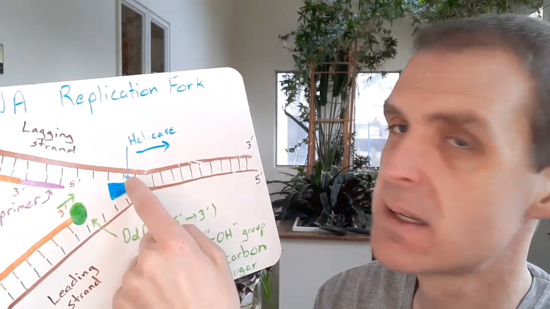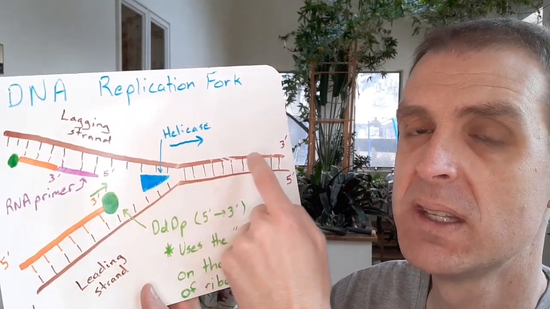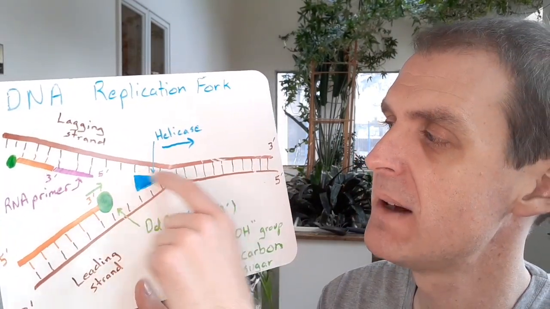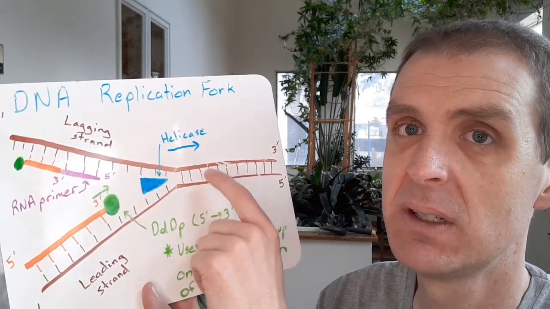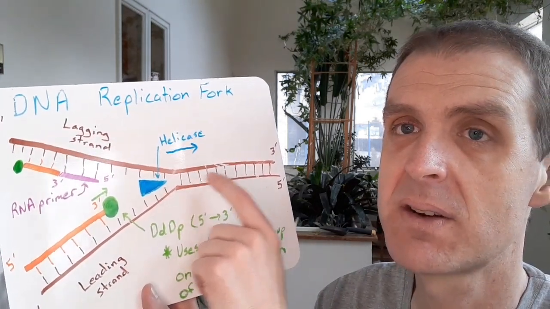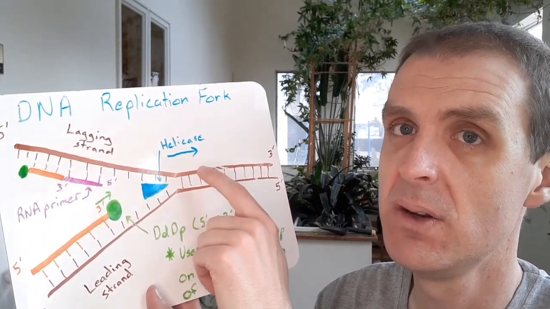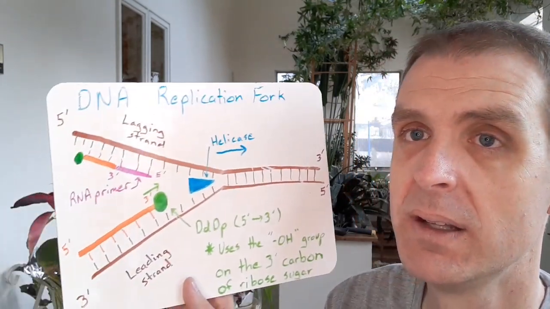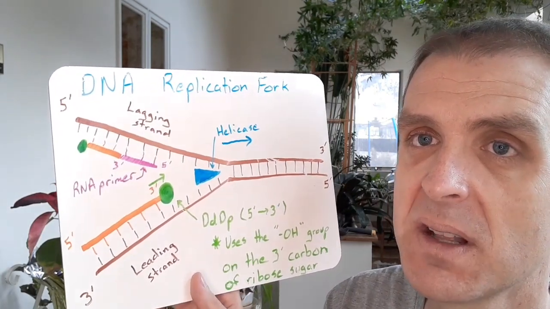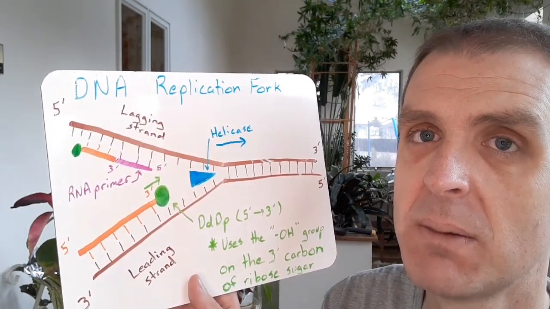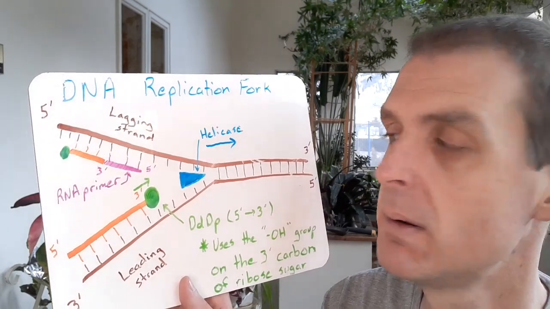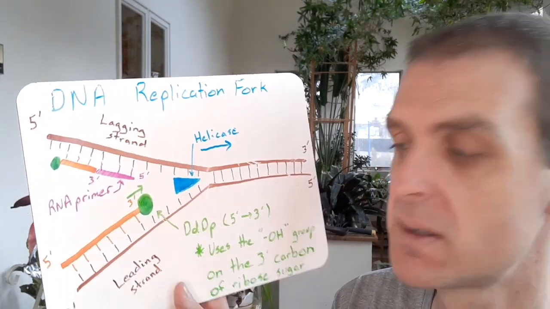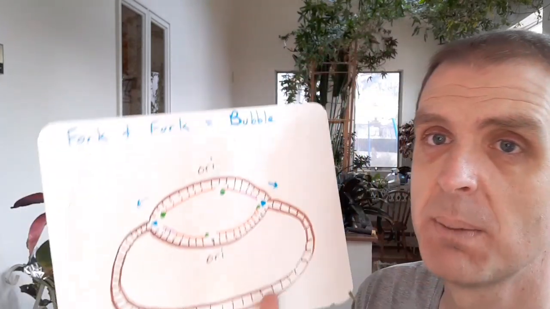So as this helicase moves in this direction, we're going to have a new gap, and you're going to need a new RNA strand laying down so that you have a 3' hydroxyl that can be added on. And so the lagging strand is a lot more complex, a lot more mental gymnastics to think about than the leading strand. So that was a DNA replication fork.